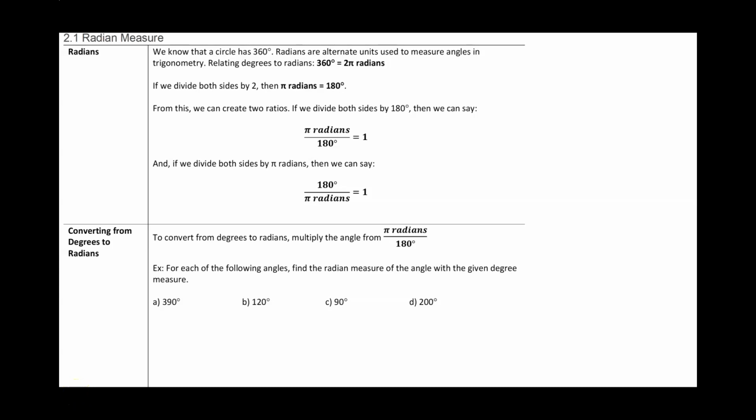In section 2.1, we will talk about radian measure. So first of all, what are radians? We know that a circle has 360 degrees. Radians are alternate units used to measure angles in trigonometry.